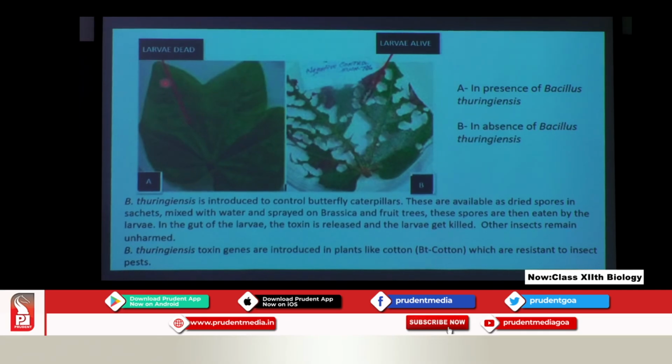Here you can see that the larva is dead. The toxin is released and they get killed. Other insects remain unharmed. This is called Bt cotton. You are going to study it in biotechnology applications. I don't know whether that chapter is already taken, but you are going to study it in detail.